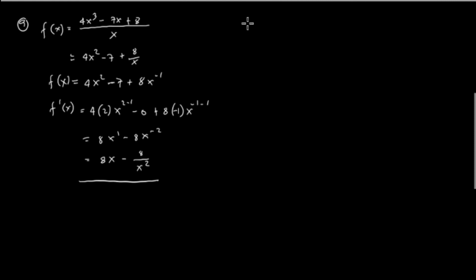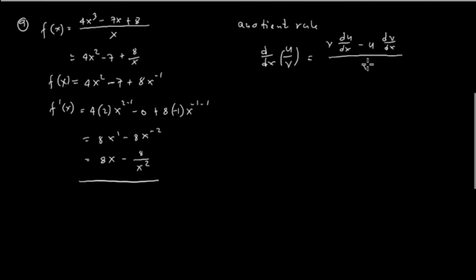However, you can use the quotient rule. And the formula: d over dx of u over v is equal to v multiplied by the derivative du over dx, minus u times the derivative dv over dx, and we divide by v squared. And what is u?